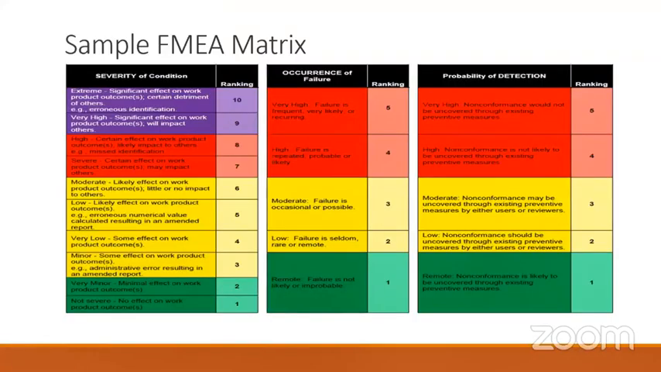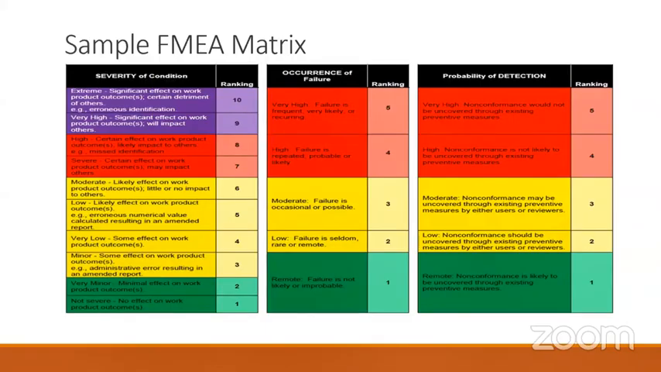Here's a sample FMEA matrix. You have severity, occurrence, and probability of detection, all with rankings. Severity, as I indicated earlier, is 1 to 10. The other two are 1 to 5. When setting up the FMEA, it's important to have descriptions, if you use descriptions, that are sufficiently different so that you can discriminate one from the other when evaluating. Let's say, when looking at severity of condition, can you differentiate 5 from 6? You can see that in this example, DEA had 1 to 10.